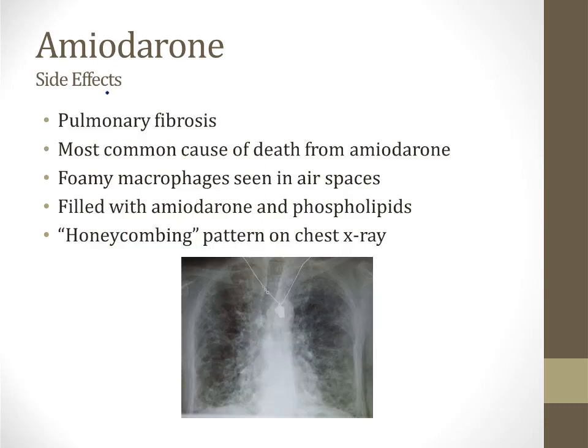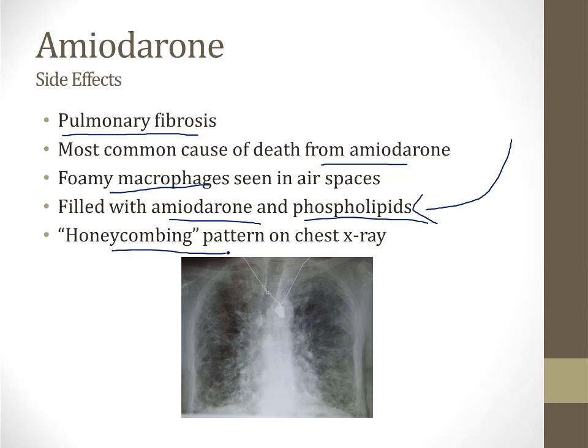The feared complication of amiodarone comes from its accumulation in lung tissue. Amiodarone can cause pulmonary fibrosis. This is the most common cause of death from amiodarone. If you do a biopsy of lung tissue on patients who have amiodarone lung toxicity, you will see foamy macrophages in the air spaces. Those macrophages are filled with amiodarone and phospholipids. Remember, amiodarone is lipid soluble, so it's often found in association with phospholipids. On chest x-ray, you see a honeycombing pattern, as I've shown you in this x-ray on the screen here.